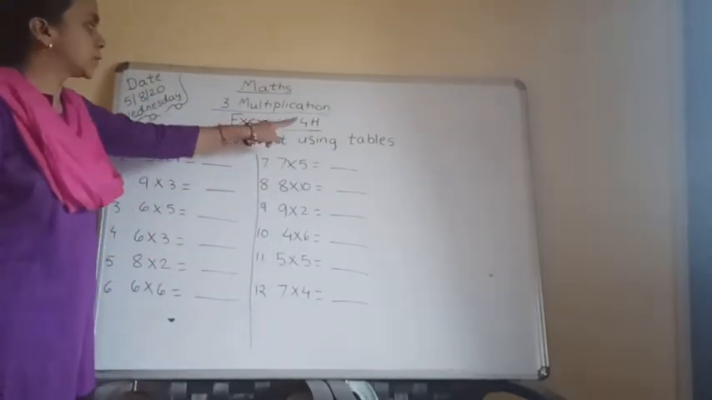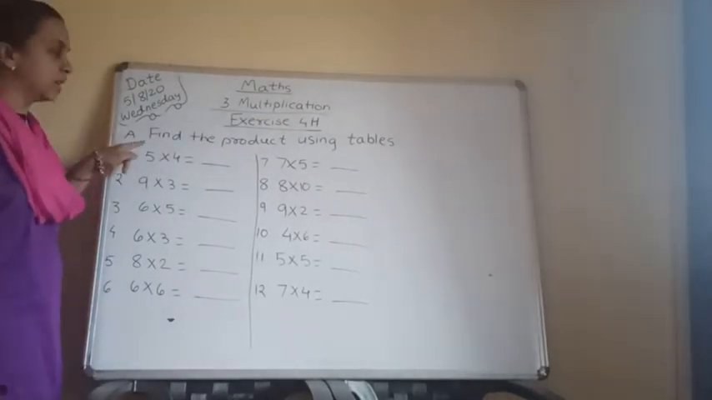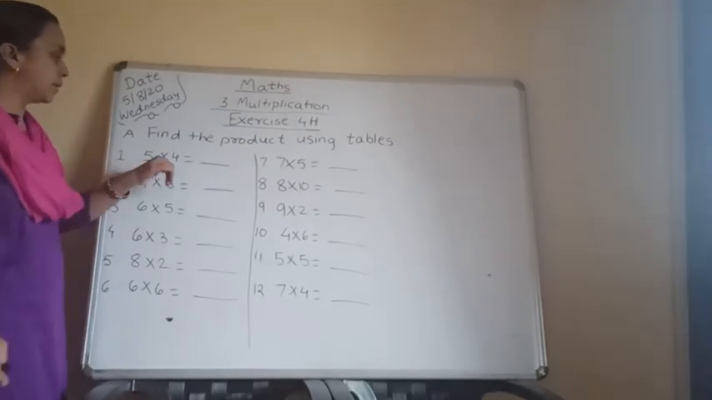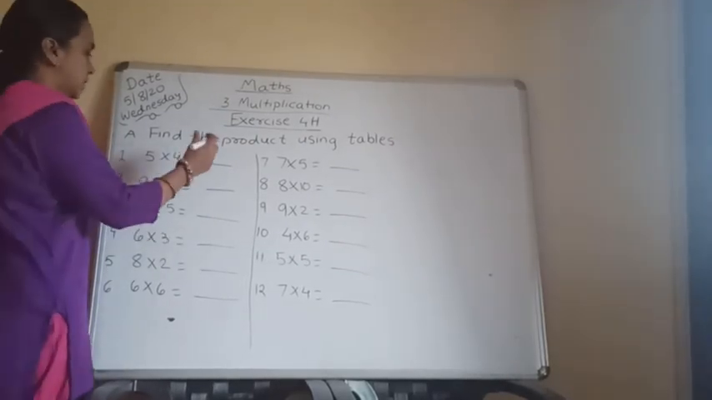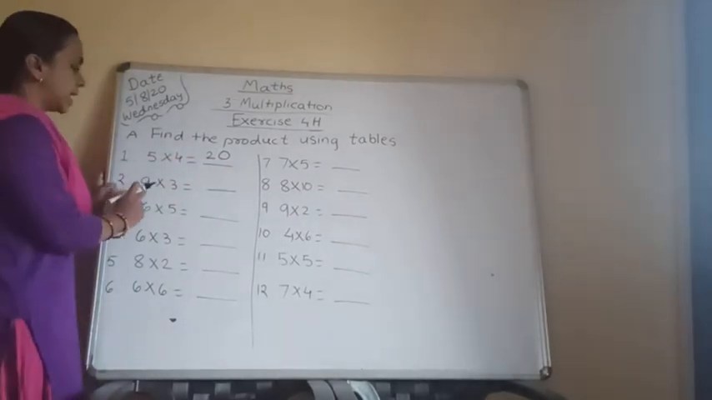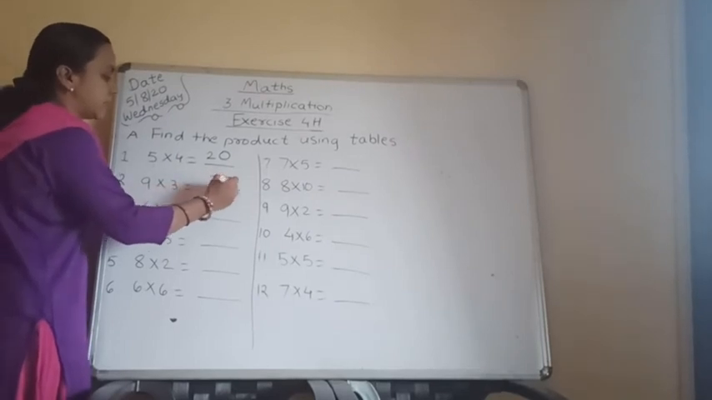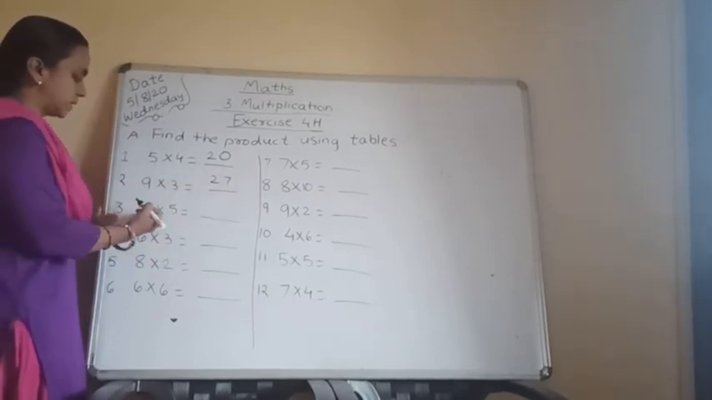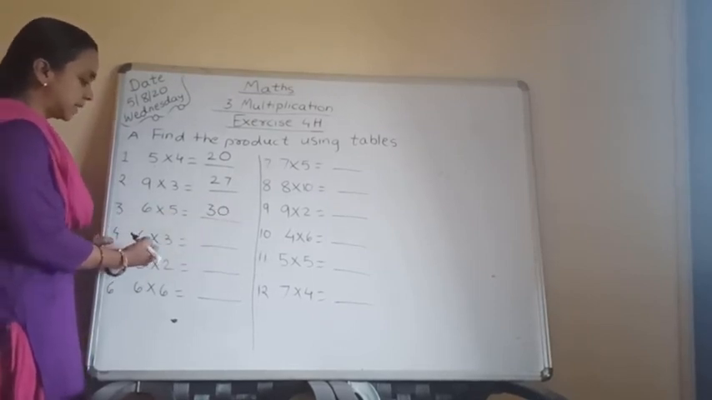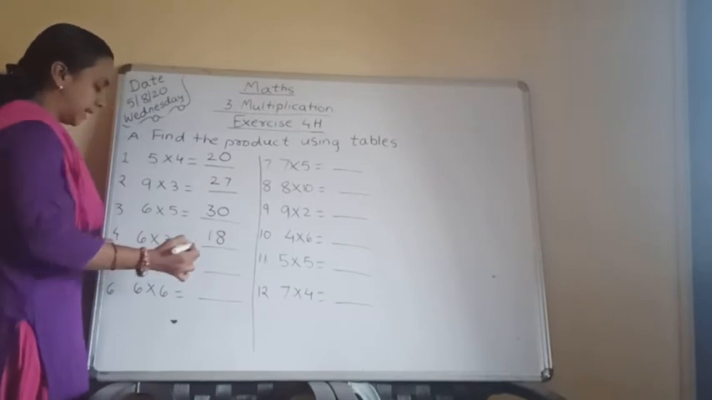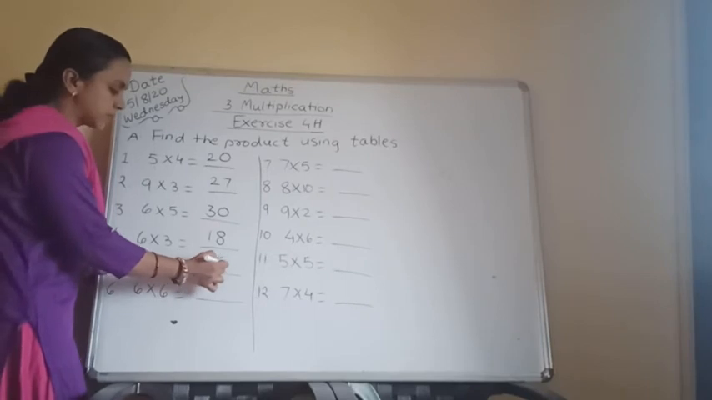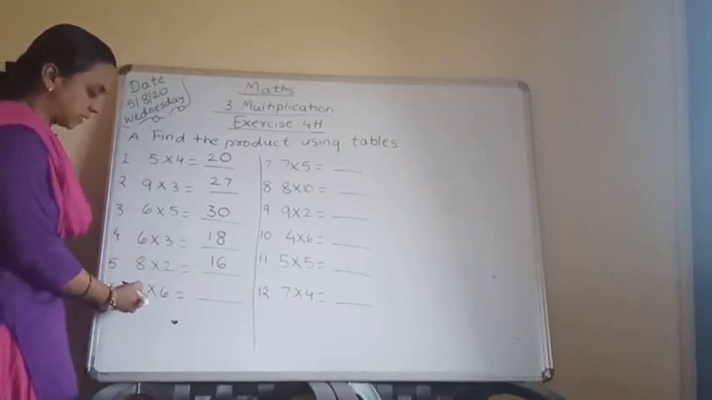Okay, now see your page number 57. Now see exercise 4H. A question. Find the product using tables. So first question is 5 4s are. Very simple multiplication is there. 5 4s are 20. Second question, 9 3s are 27. Third question, 6 5s are 30. Fourth question, 6 3s are 18. Fifth question, 8 2s are 16.